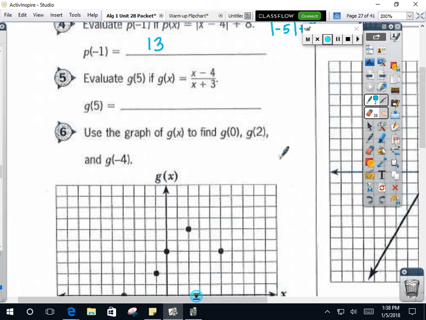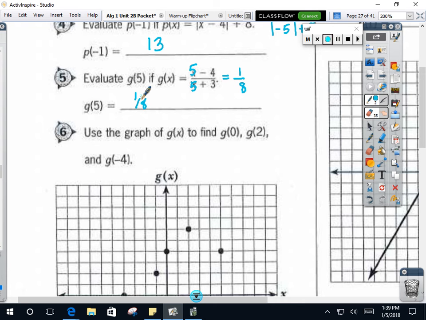Evaluate g of 5 if g of x equals x minus 4 over x plus 3. So this time they're asking us to input what number into the function? 5. So if you replace this x with a 5 and this x with a 5, what does the numerator become? What does the denominator become? 8. And so when your input is 5, your output is 1/8.